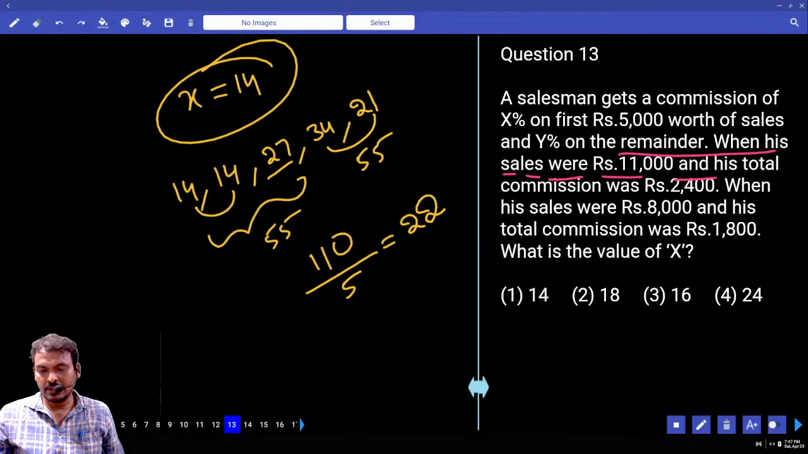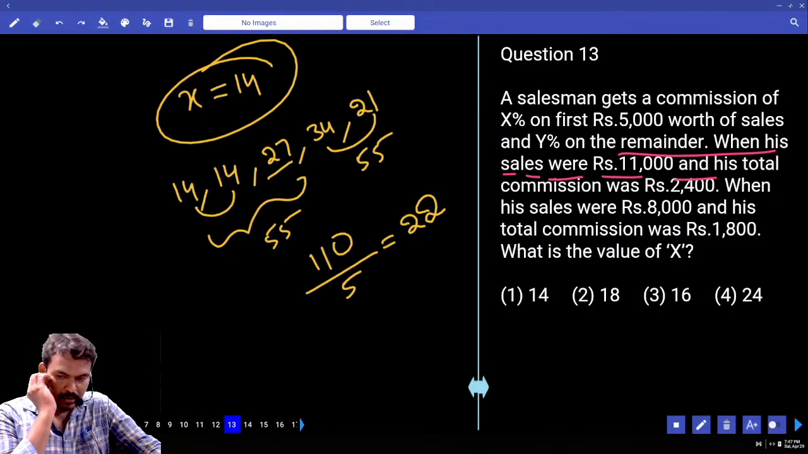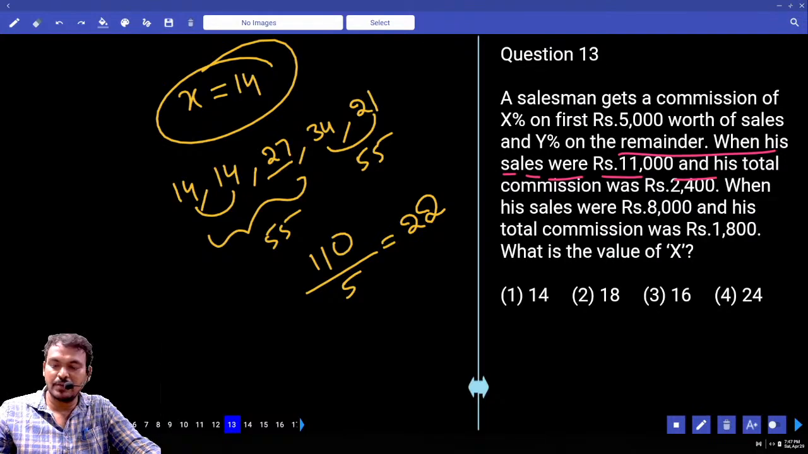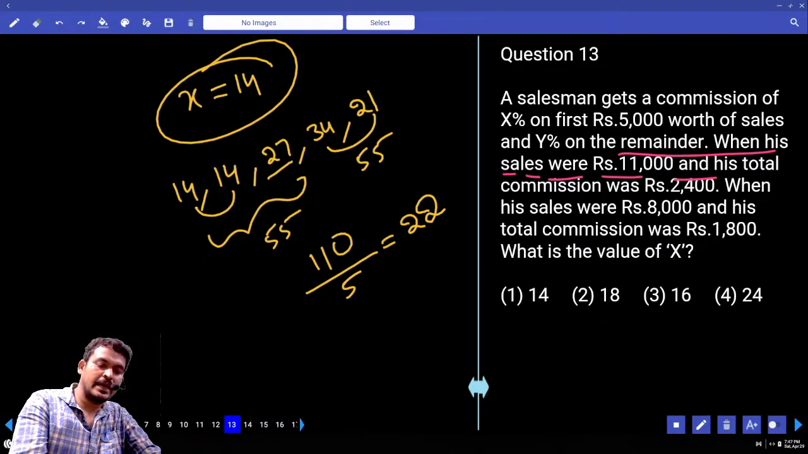Next question number 13. A salesman gets a commission of X percent on 5,000 worth of sales and Y percent on the remainder. When his sales were 11,000 his total commission was 2,400. When his sales were 8,000 his total commission was 1,800. What is the value of X?